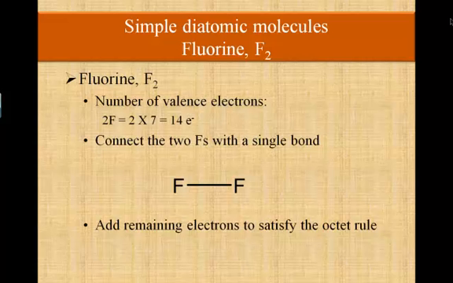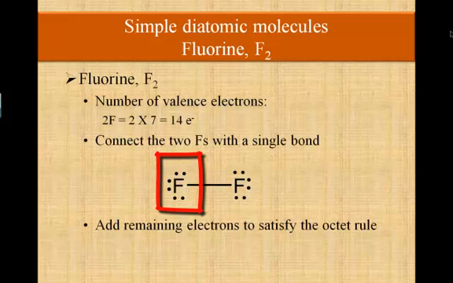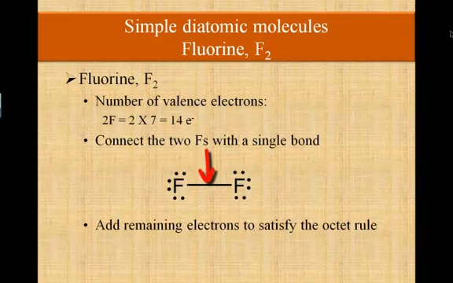I have to distribute the remaining 12 electrons to satisfy the octet rule for the 2 fluorines. So let's go ahead and do that. I have 2 for the bond. Now I have 4, 6, 8, 10, 12, 14. So I've distributed all of my electrons, and let's just check and see if we've satisfied the octet rule. This fluorine has 8 electrons in its valence shell. It has 3 non-bonding or lone pairs of electrons for 6, plus it's sharing 2 with the adjacent fluorine. The same is true for the other fluorine. So this is my Lewis dot structure for F2.